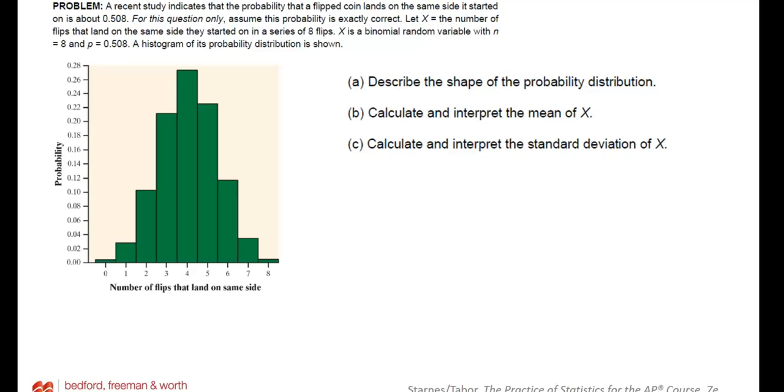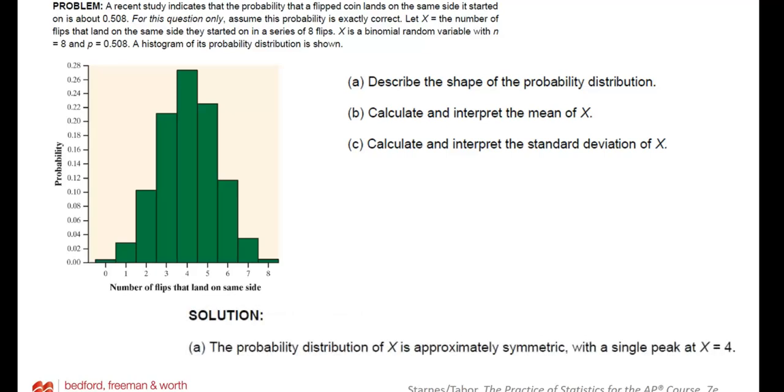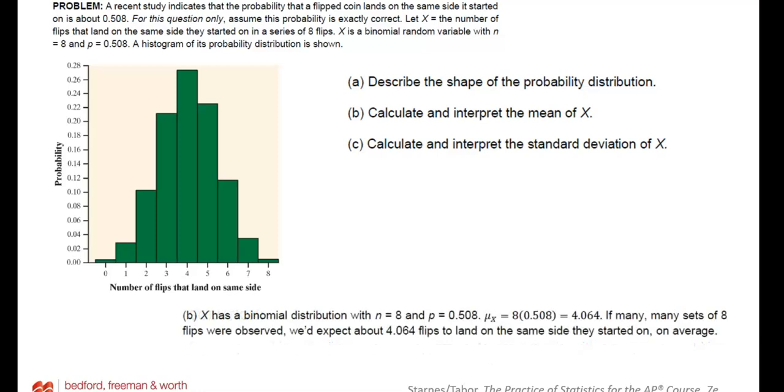Calculate and interpret the mean. So how would you find the mean? It's binomial, so it'd just be 8 times 0.508, which means if many, many sets of 8 flips were observed, we'd expect about 4.6064 flips to land on the same side as they started on, on average. It's actually kind of interesting. It doesn't matter if you're starting with a head or starting with the tails.